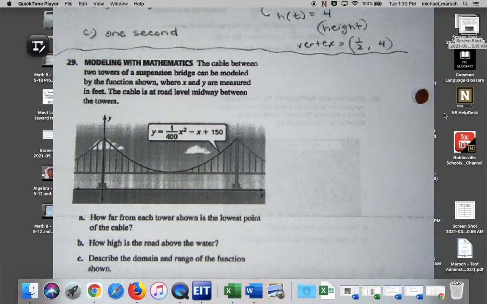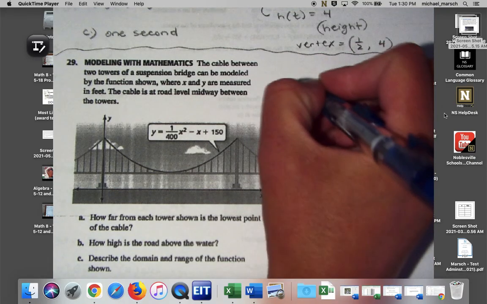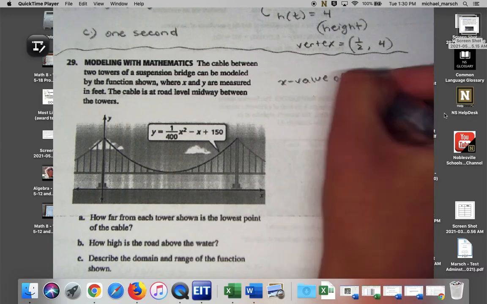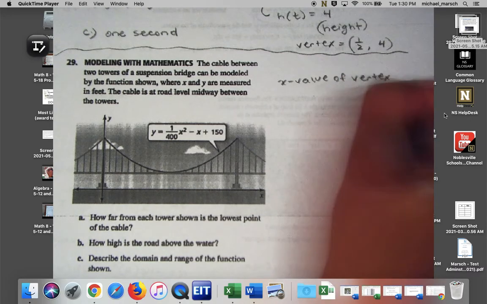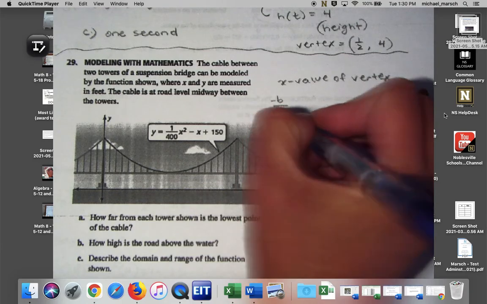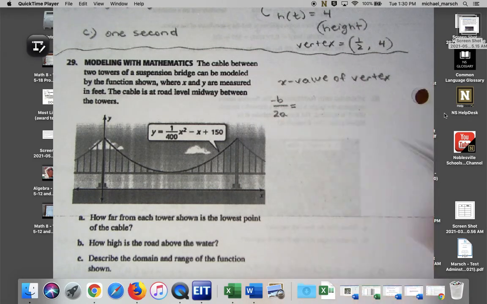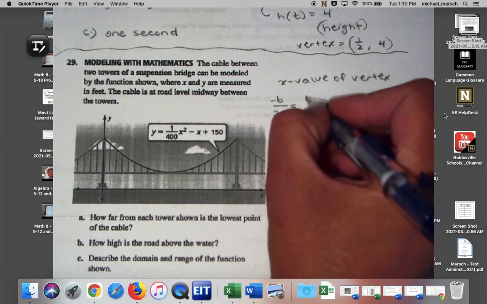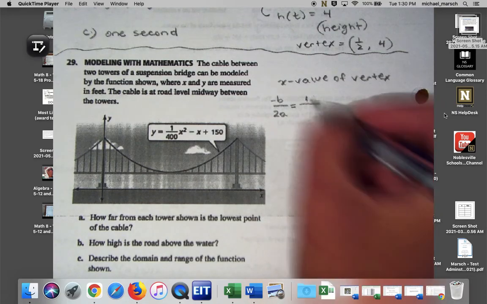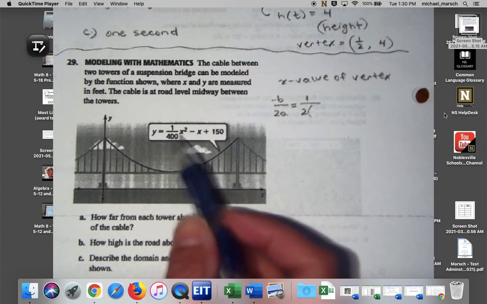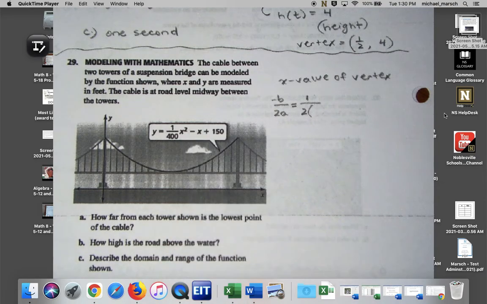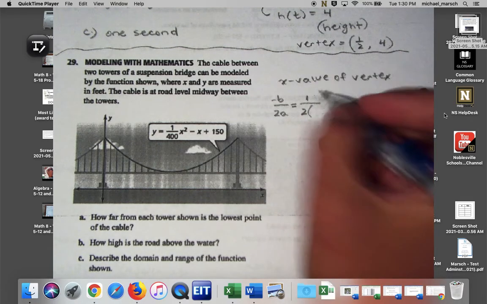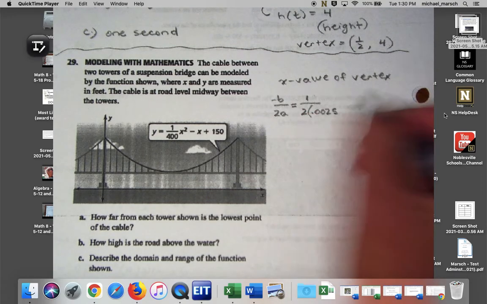We're going to do the exact same thing we've been doing this whole time. So x value of vertex: opposite b over 2a. So b happens to be -1, so our opposite of b is going to be 1. 2 times, now a is a weird fraction, 1 over 400. So I'm going to turn that fraction into a decimal. That would be 0.0025.